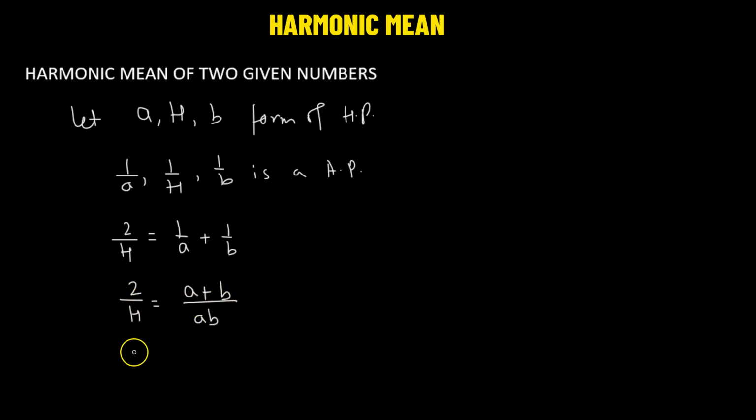Now, if we solve for H, H will be equal to simply 2 times AB divided by A plus B. So that means for two numbers A and B, H becomes the harmonic mean of A and B, and it is defined by the formula 2AB over A plus B. Fine. So let's try to understand with the help of an example.